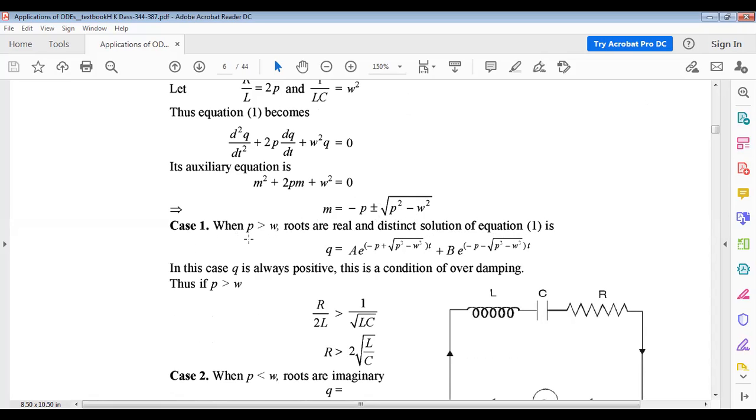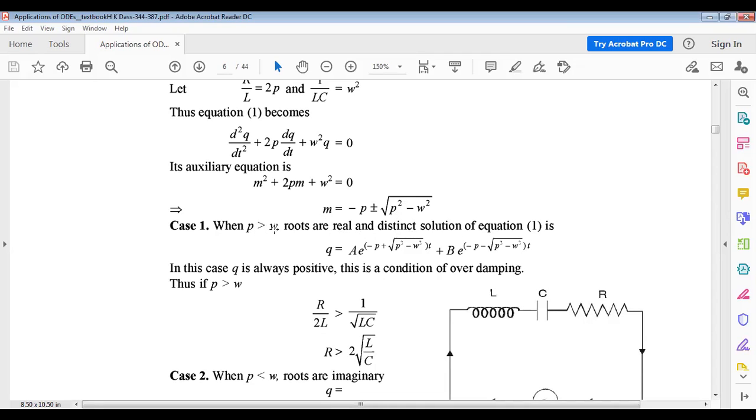That means if p is greater than omega, then we can tell that the roots will be real and distinct. This is the discriminant actually, like b square minus 4ac. Understand? In a quadratic, what was b square minus 4ac? This is called the discriminant. If the discriminant is positive, then the roots are real and distinct. Understand?